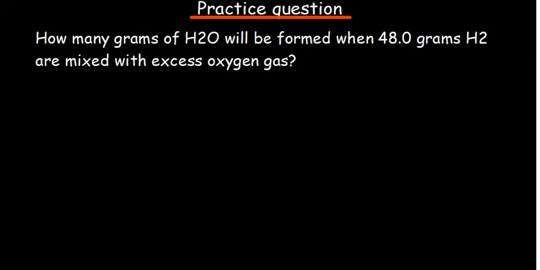For a practice question: how many grams of water will be formed when 48 grams of hydrogen gas are mixed with excess oxygen gas? Looking at this question, being told that water will be formed tells us it's going to be a product. Products are the ones that appear on the right hand side of the equation. When 48 grams of hydrogen and excess oxygen gas are mixed, that tells us hydrogen and oxygen are our reactants. Reactants appear on the left hand side.